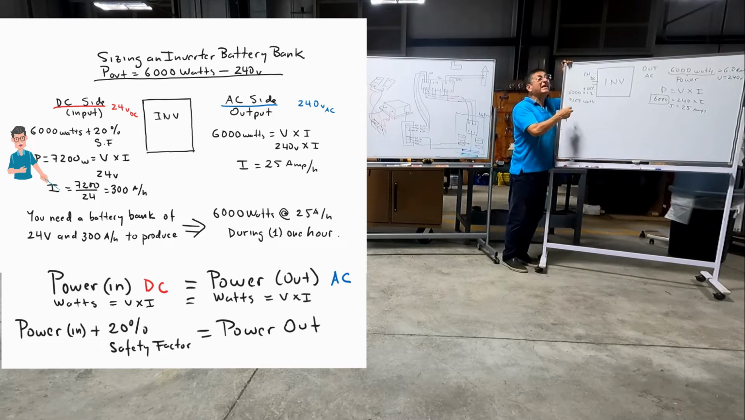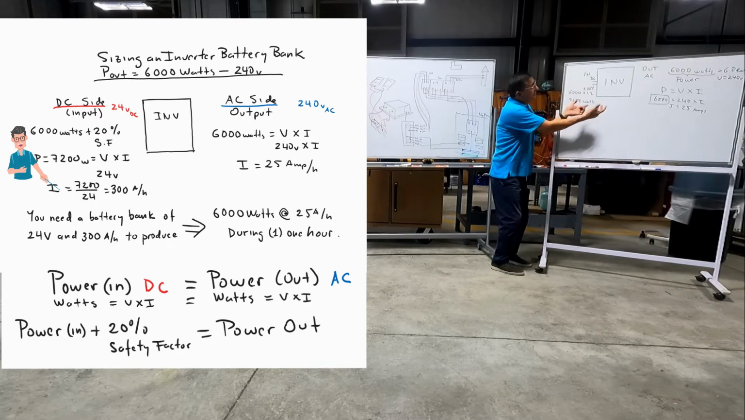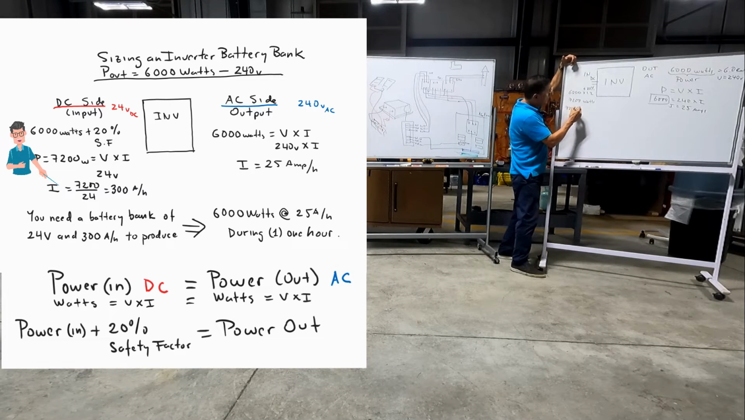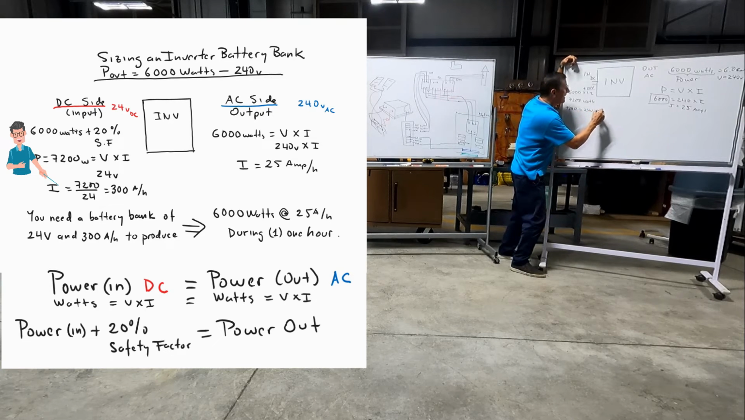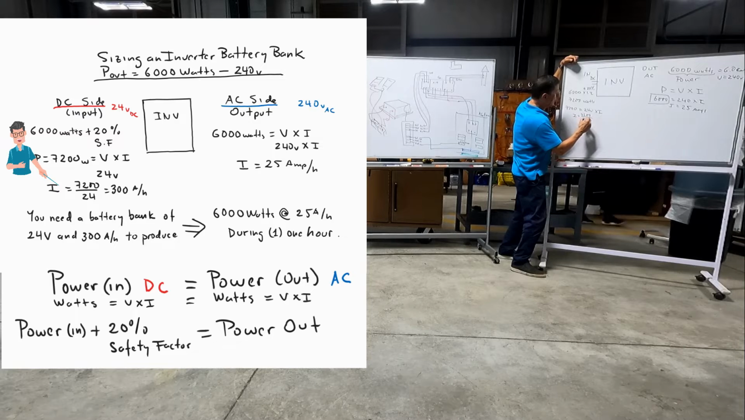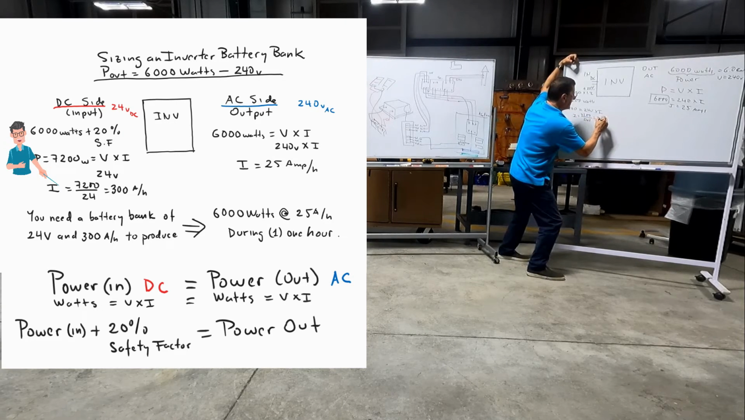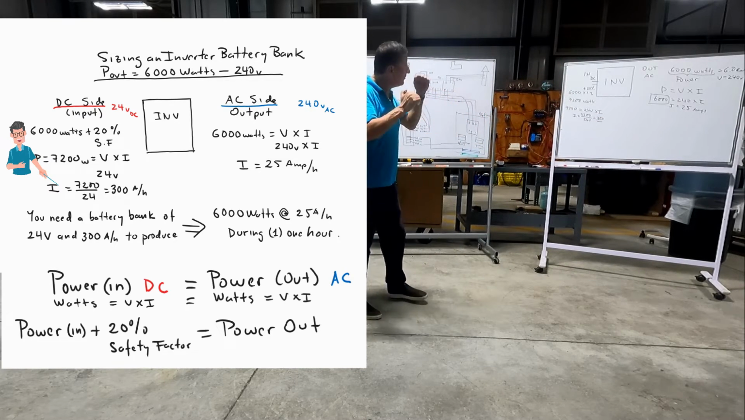I want to calculate how many amps I need in my battery bank. Okay, I am going to do the same exercise here in the DC side. I have 7,200 watts equal to 24 volts times the intensity, because I am going to configure the batteries in 24 volts. How much is 7,200 divided by 24? 300 amps. Okay, pay attention.